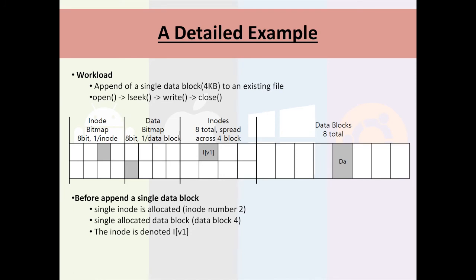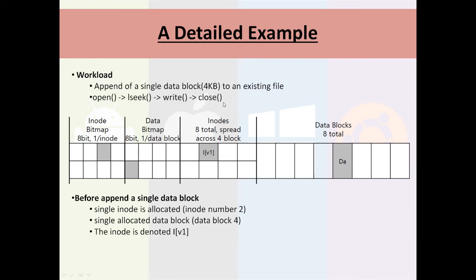But let's get into a couple examples of when a crash can occur. Okay, so our example that we're going to be dealing with is when we want to append a single block of data to an existing file. So in order to do this, we have to open the file, obviously. We call lseek, which moves the file offset to the end of the file. We then issue the write command for 4 kilobytes, and after which we close the file.